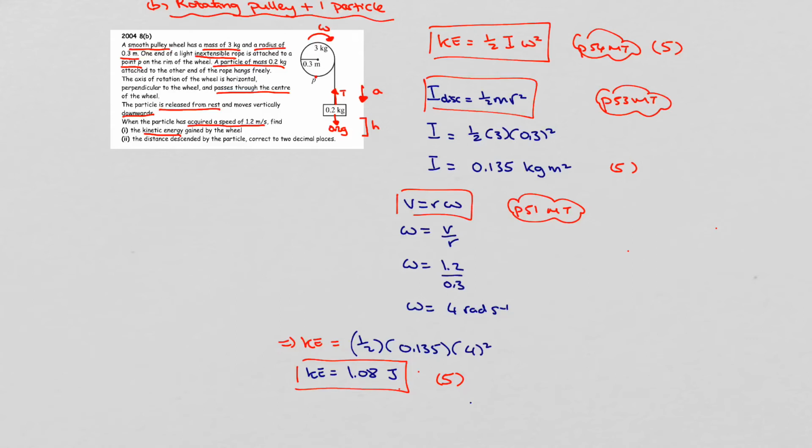So the second part of the question says, when the particle has acquired a speed of 1.2 meters per second, find the distance descended by the particle. And again, we have to be careful here because it's correct to 2 decimal places. Of course, as it's descending down, we're going to have our principle of conservation of energy kicking in. So we're going to have a change in potential energy equal to the change in kinetic energy. So we'll have our mgh. It's going to be losing potential energy and of course gaining in kinetic energy.